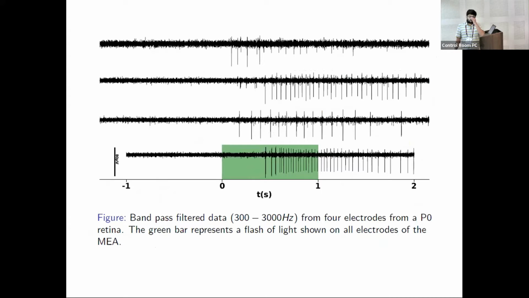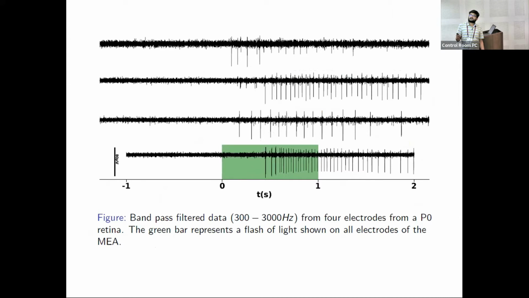So I told you about the microelectrode array. We have 60 electrodes, and one of them is a ground or reference electrode. So there are 59 other electrodes for recording from in principle. This is just 4 electrodes from a recent recording.